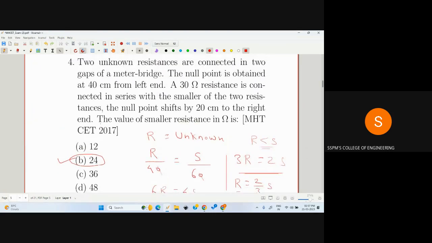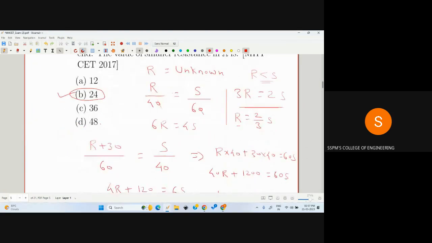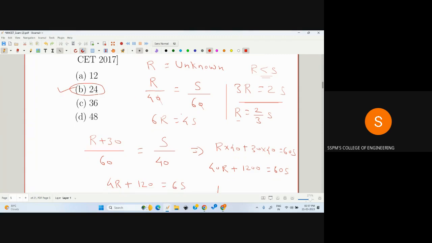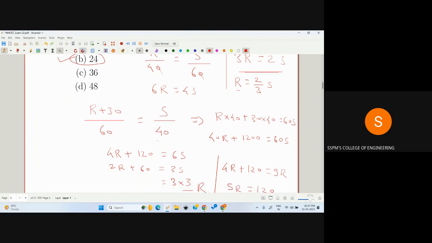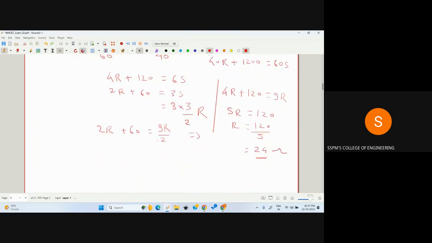So for this example, you should remember the condition for the balanced circuit. And the two cases have been applied. The first case is R upon 40 is equal to S upon 60. And the second case is R plus 30 divided by 60 is equal to S upon 40. Then using these two conditions, you find the unknown R and S.